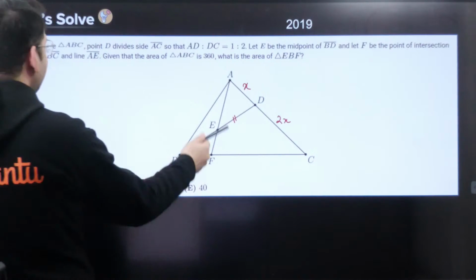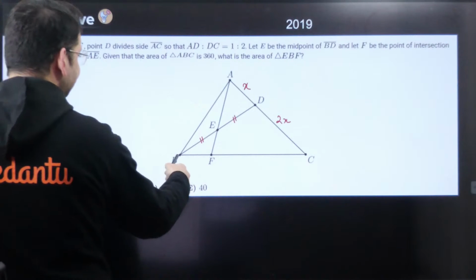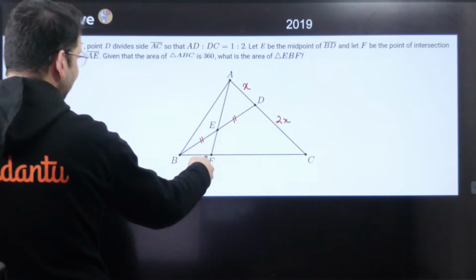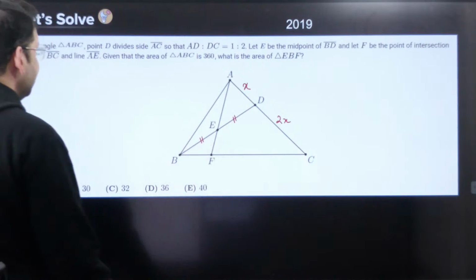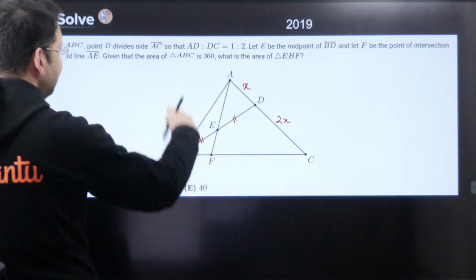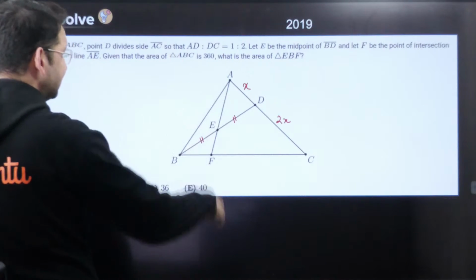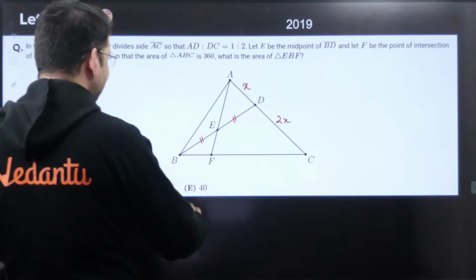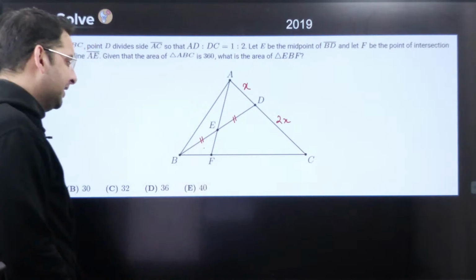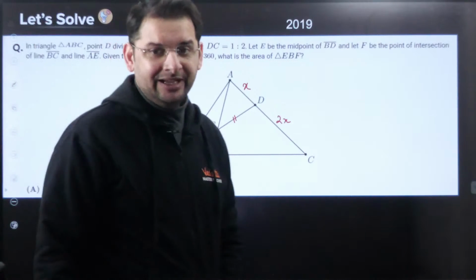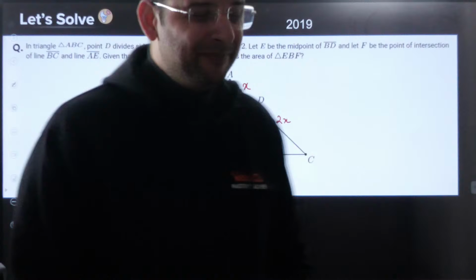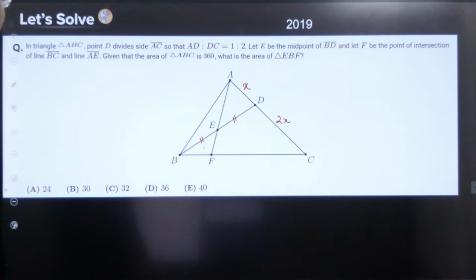Let F be the point of intersection of the line BC and AE. So we extended AE to BC, this is F. Given that the area of triangle ABC is 360, so total area is 360, what is the area of EBF? EBF, this area is what we need to find out. So it's an amazing question, very beautiful question, and can be done with a very amazing concept. Let's see if you're able to figure it out.